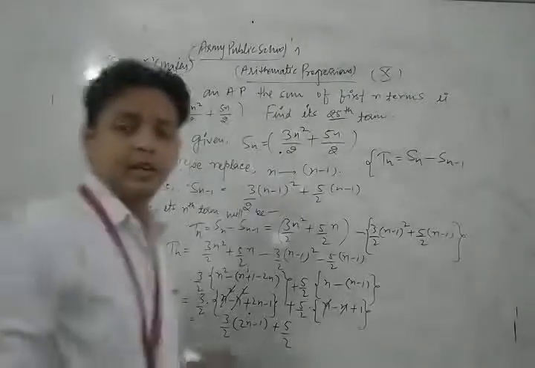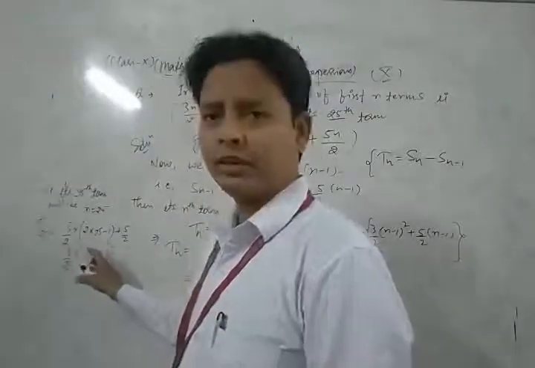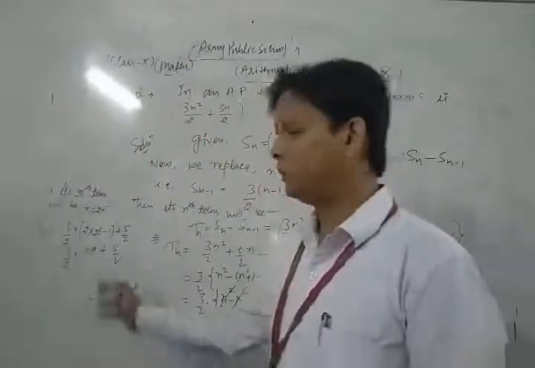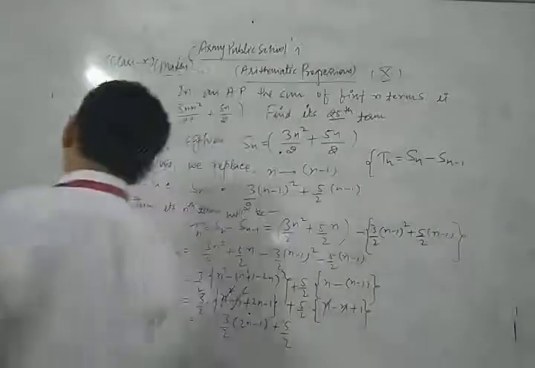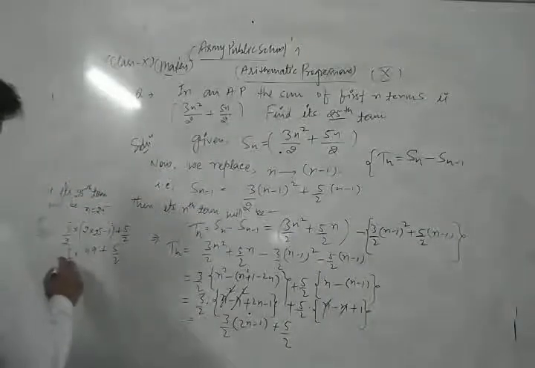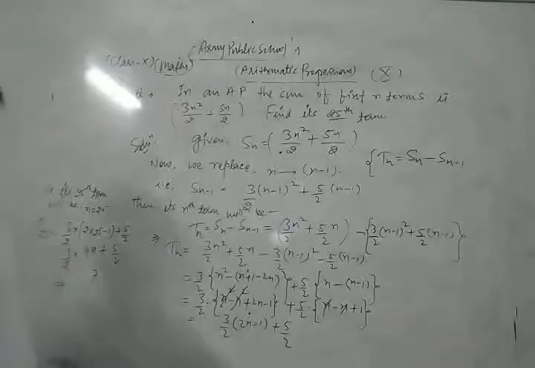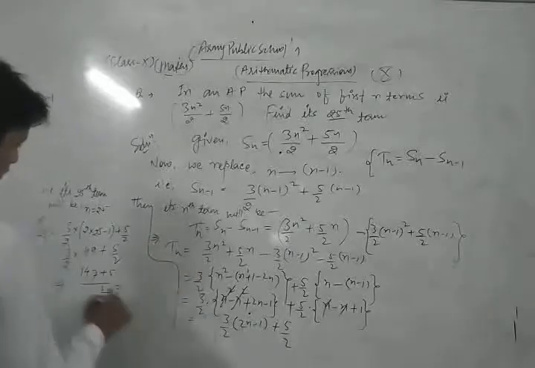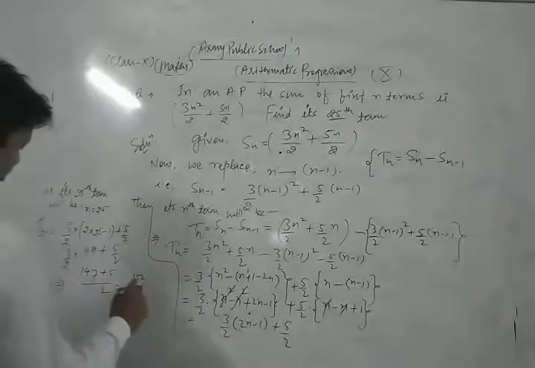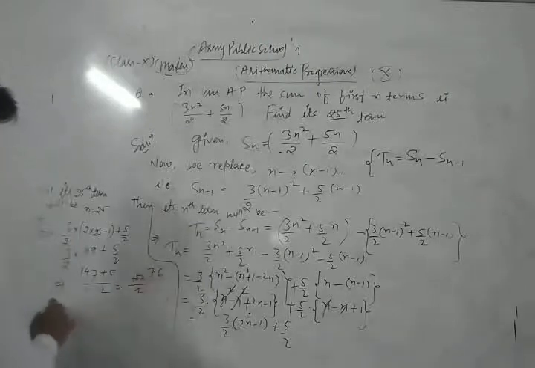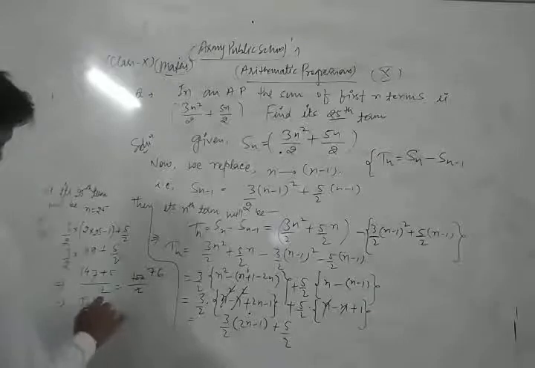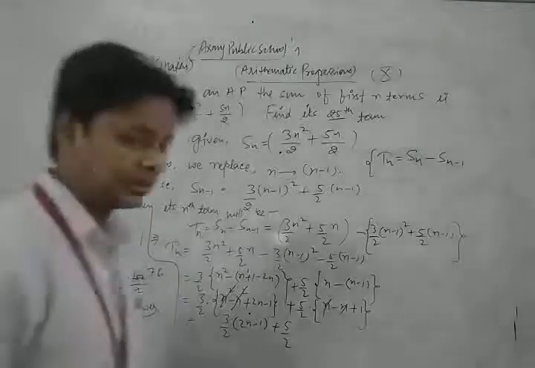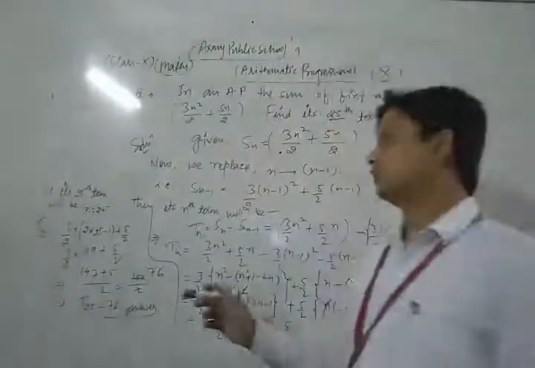2 into 25 is 50. So here 50 minus 1, that is 49. So here we write 49 plus 5 by 2. Now we just take the LCM of the denominator, which is 2. So we get 147 plus 5 upon 2. That is 152 upon 2. That is 76. Thus, its 25th term is 76. This is the required solution of the given question.